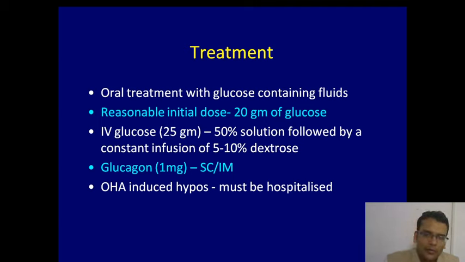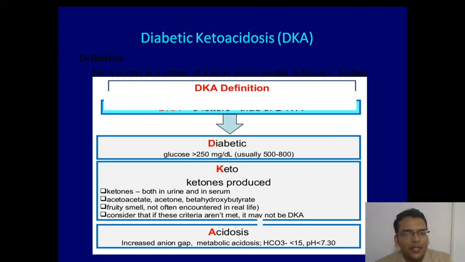Coming on to diabetic ketoacidosis, the definition of diabetic ketoacidosis includes D, K and A. So you should have diabetes, that is hyperglycemia, glucose of more than 250 milligram percent. Usually we see glucose of around 500 to 800 milligram percent. K stands for ketones. You could have ketones both in urine and serum. The ketones that are increased include acetoacetate, acetone and beta hydroxybutyrate, and these cause a fruity smell which you may not encounter commonly. However, in persons with severe DKA, you could get a fruity smell on clinical examination. And A is acidosis, which is a high anion gap metabolic acidosis.